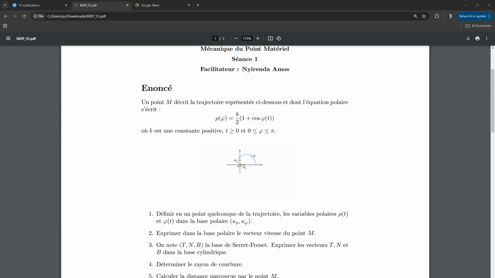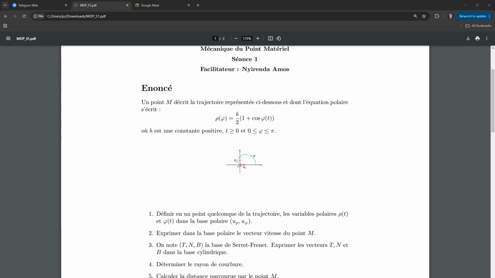Find the radius of curvature. How are you going to calculate the radius of curvature? Now, if you remember again, we had a formula that connects velocity and the radius. Sorry, we're supposed to calculate the distance. Exercise number 5 is saying, we're already done with exercise number 4. We've calculated the radius of curvature. Exercise number 5 is saying, calculate the distance traveled by the point M.